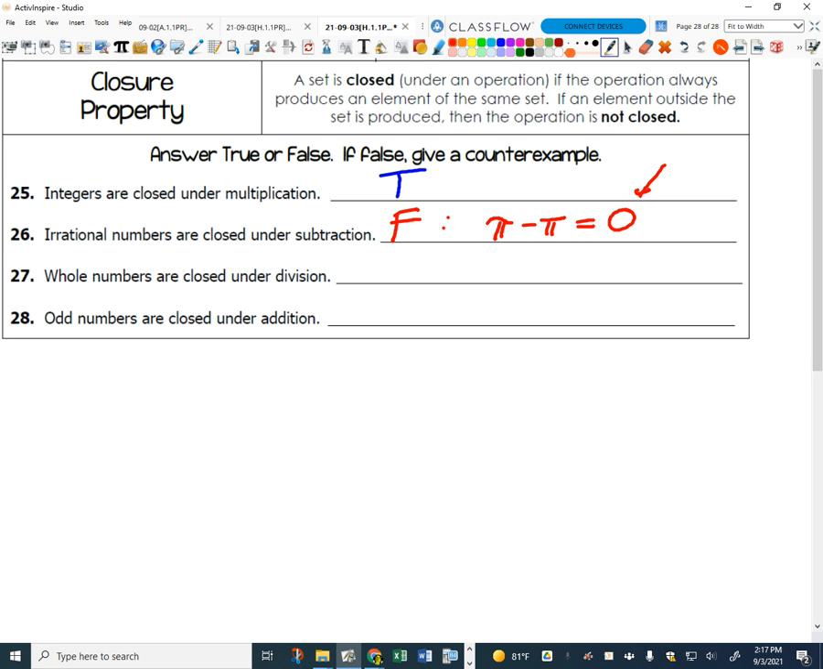Whole numbers are closed under division. True or false? False. Somebody give me a counterexample. 3 divided by 2. There you go. Okay. False. 3 divided by 2, right? That is not a whole number, is it? Odd numbers are closed under addition. False. Give me an example. 7 plus 1. In fact, any two odd numbers you add are always even, aren't they? No matter what. So it's false too.